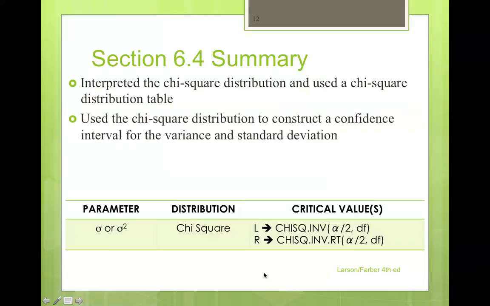So in this section, we interpreted the chi-square distribution and used the chi-square distribution table. We used the chi-square distribution to construct a confidence interval for the variance and standard deviation. So this table is just a little summary of what we've covered. The parameters were sigma and sigma squared. The distribution we're using is chi-squared, and the critical values to the left can be found by CHISQ.INV, and to the right, CHISQ.INV.RT. Both of those are alpha divided by 2 and degrees of freedom.